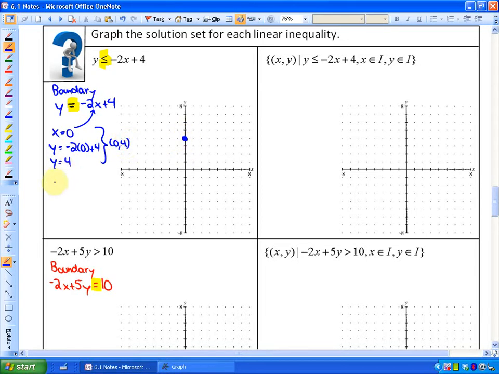The next part would be if I substitute y equals 0, because in order to graph a line I need 2 points. This would be 0 is equal to negative 2x plus 4. So I could solve algebraically. I'd have negative 4 is equal to negative 2x, and divide by negative 2, and I'd have x is equal to 2. Or in other words, x is equal to 2 when y is equal to 0. So it would be this point here. Our boundary line, as you can see, would look something like this.